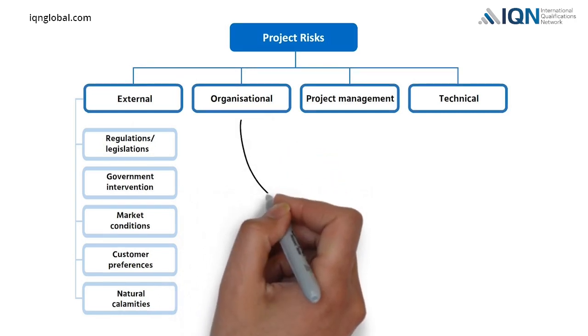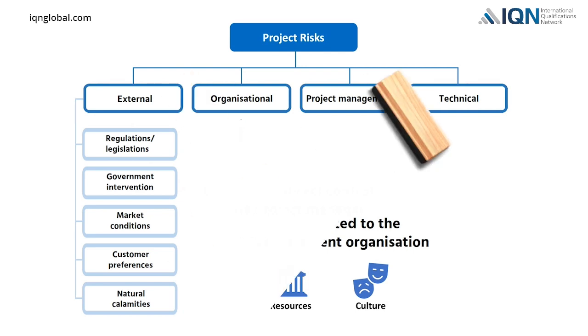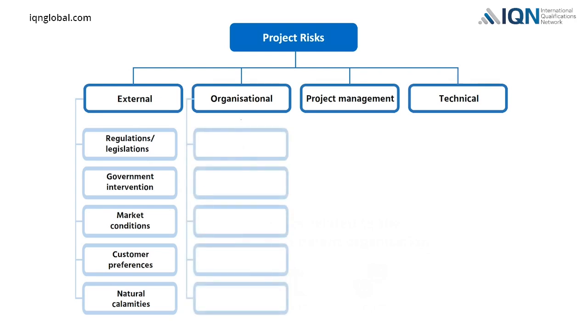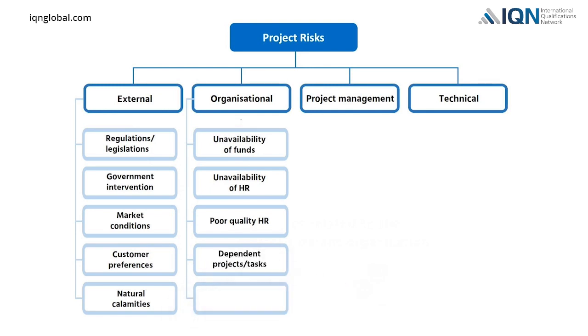Organizational risks refer to different issues related to the project's parent organization. The parent or sponsoring organization's resources and culture could impact the implementation of the project. Examples of organization risks are unavailability of the required funds, unavailability of required project staff, poor quality project staff, failure to complete dependent projects or tasks, and unplanned changes in organizational priorities.